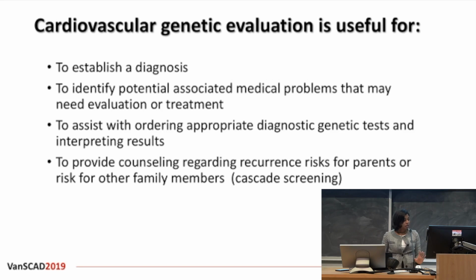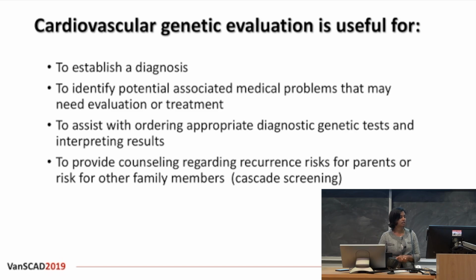So in general, genetic evaluation is useful to establish a diagnosis, and to identify potential associated medical problems that may need evaluation or treatment that are outside of the vascular tree. So for example, on the Marfan syndrome page, what you saw, there was pneumothorax, there were other things outside of the vessels. There's the eye problems, those things need sometimes specialized evaluations and treatments. And a genetics group can be helpful with deciding which tests are appropriate and helping to interpret the results. I think that's a really key piece, the interpretation of results once you get them back.